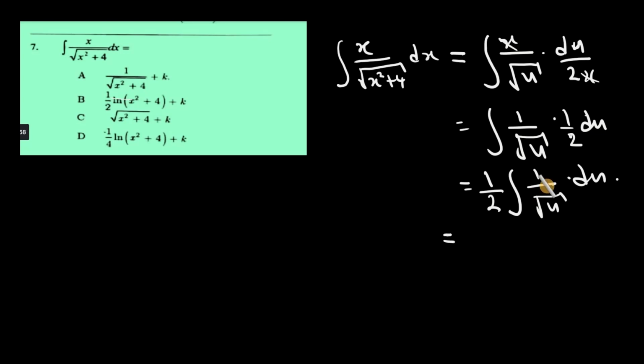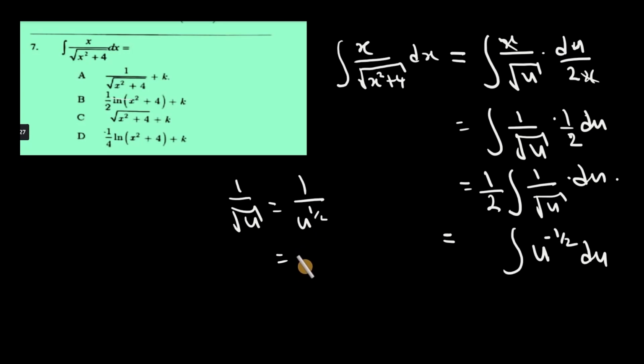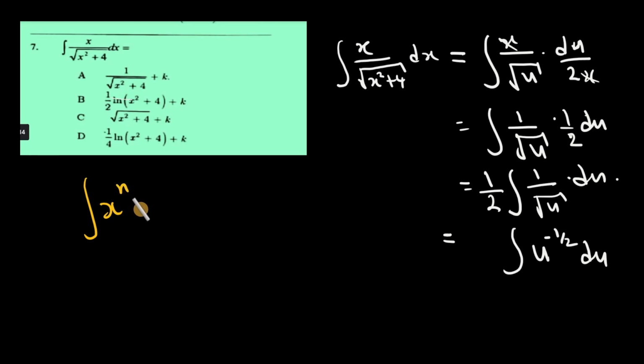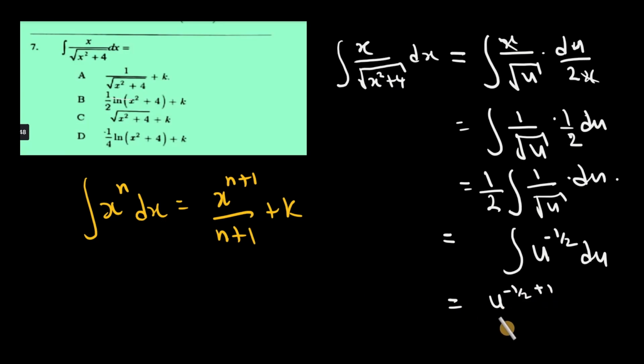The integral of 1 over root u is the same as the integral of u to the minus half du, since 1 over root u is the same as 1 over u to the half, which is the same as u to the minus half from indices, which says 1 over a to the n is the same as a to the minus n. The integration of a function x to the n dx is x to the n plus 1 all over n plus 1 plus the constant of integration. So here we have the function u to the minus half, so it's u to the minus half plus 1 all over minus half plus 1 plus the constant of integration.